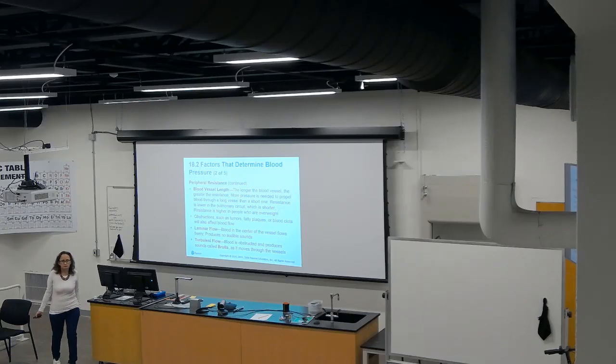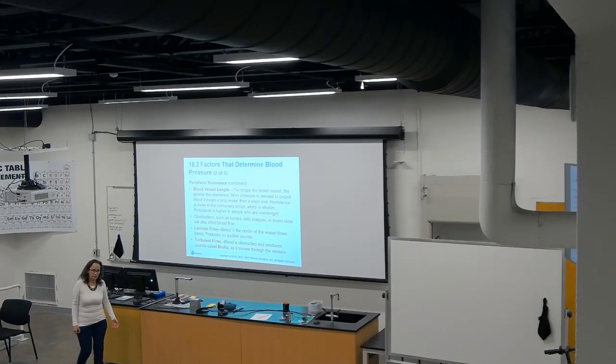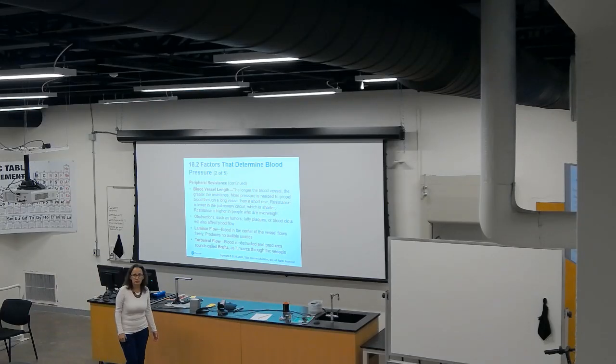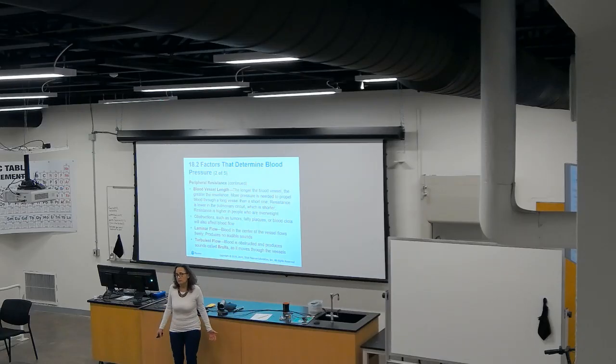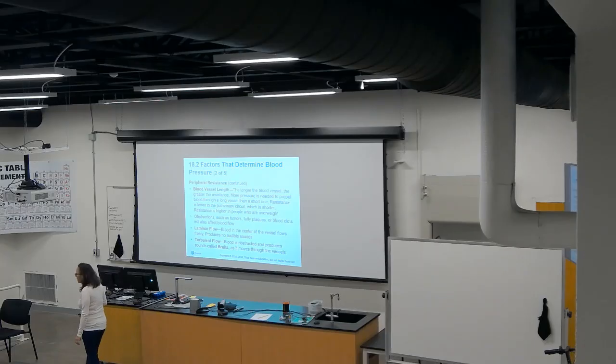Vessel length. Longer blood vessel, less blood flow. Shorter blood vessel, more blood flow. Now, once you grow and you have your specific height and your blood vessels are of a specific length, those blood vessels don't increase in length because you don't get any taller. So that can be neglected in a way.